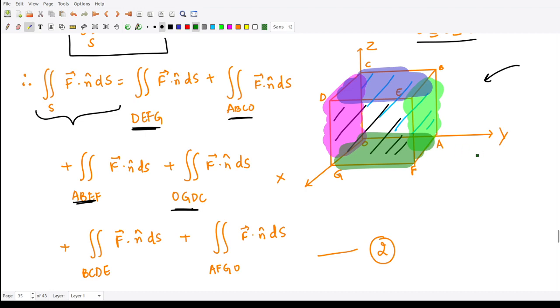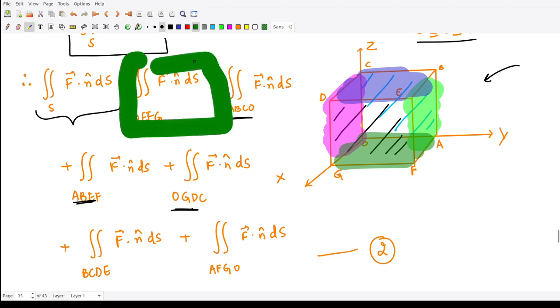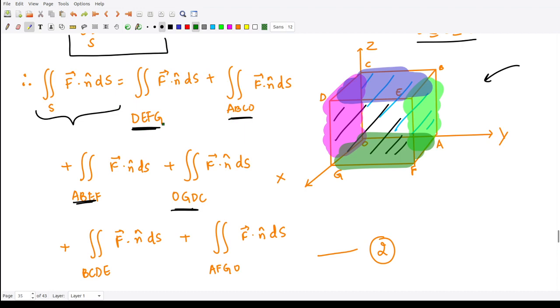So let's get going. So let's solve all these components one by one. So let's first look at this particular component over the face DEFG. So that means we are now talking about this black portion, black face, right? Black shaded portion. So here, this black shaded portion is for this black shaded portion.